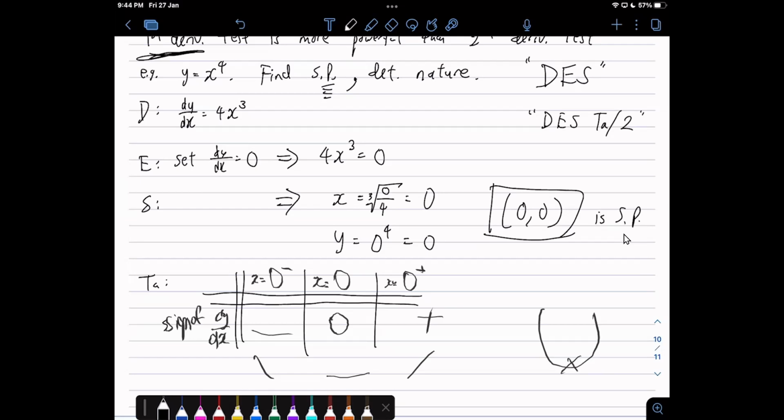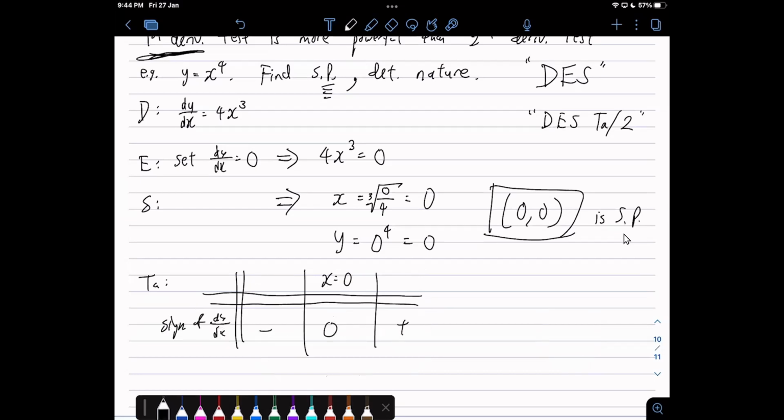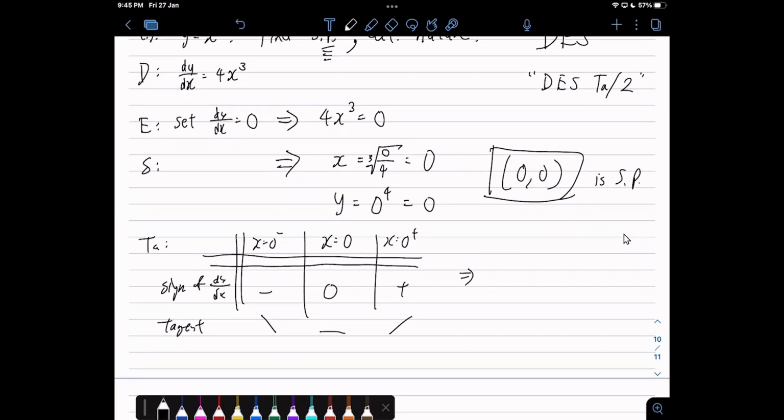Okay, I'll just fill in the blank. So sign of dy by dx, we end up with negative, 0, positive. At the top you put down x equal to 0, the x coordinate of the stationary point. Then x equals 0 minus, x equals 0 plus. Then below you draw the tangents. So negative, 0, positive gradient, which implies a minimum point.